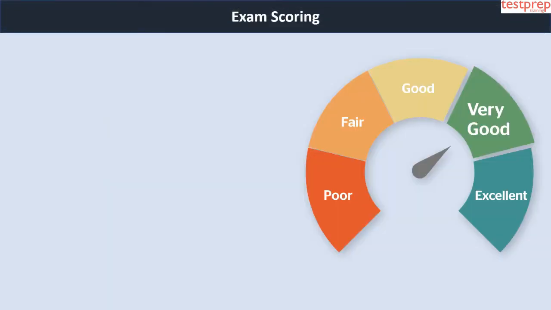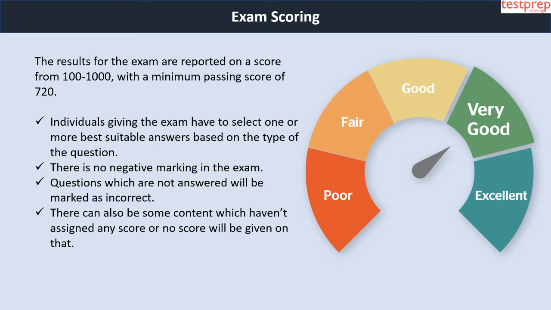Fourth, exam scoring. The AWS Certified Solutions Architect Associate SAA-C01 examination is a pass or fail exam. The examination is scored against a minimum standard established by AWS professionals, who are guided by certification industry best practices and guidelines. The results for the exam are reported on a scale from 100 to 1000, with a minimum passing score of 720. Your score demonstrates how you performed on the examination as a whole and whether or not you passed.